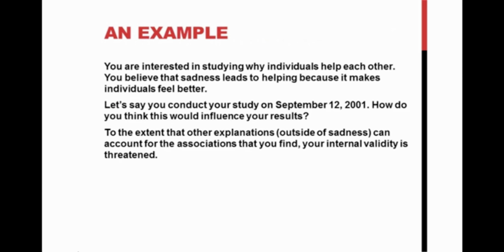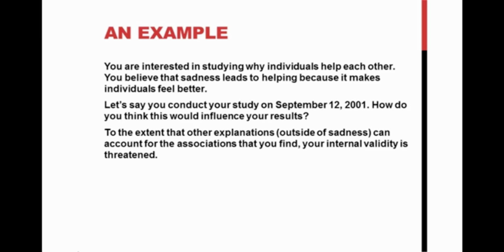For example, let's say that you're studying individuals and their ability to help one another. You believe that sadness specifically leads to helping because it makes individuals feel better. Now, if you had conducted your study on September 12, 2001, how do you think this would influence your results? That is, now are you sure that the results that you have relate to how much people help one another? Is that related to sadness just due to September 11th events, due to your independent variable, or due to some confluence of the two events?